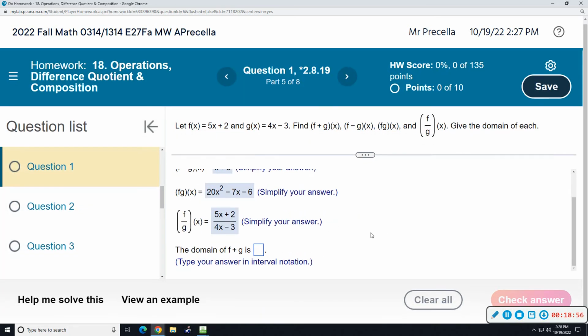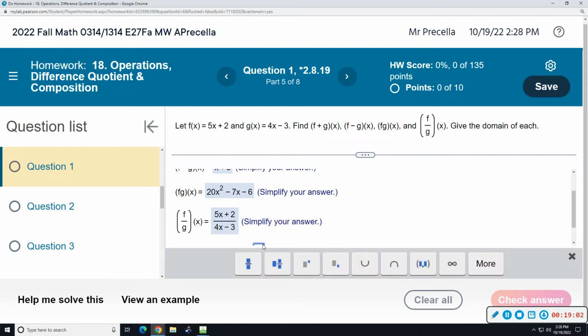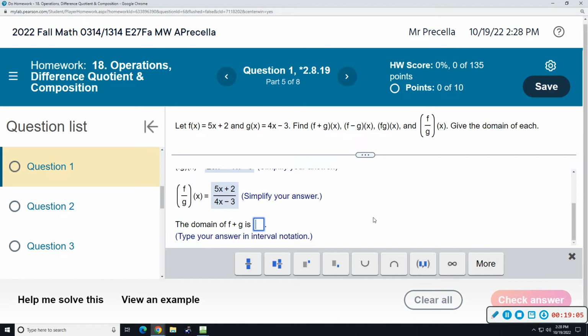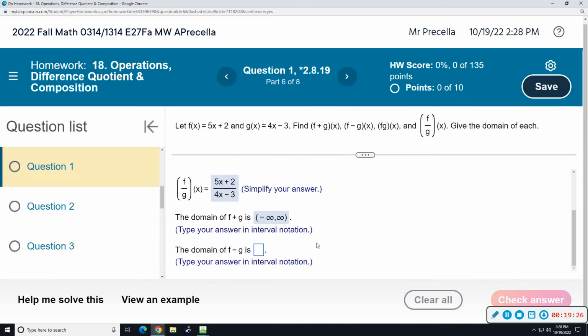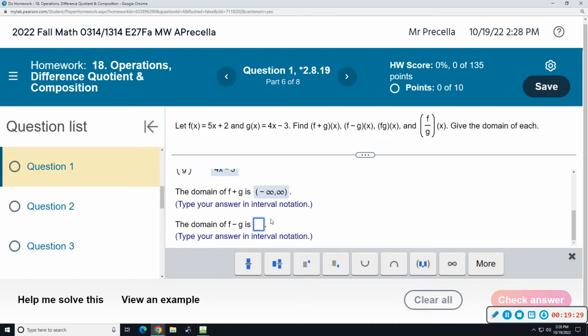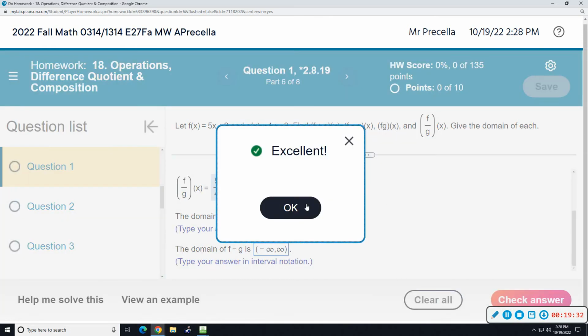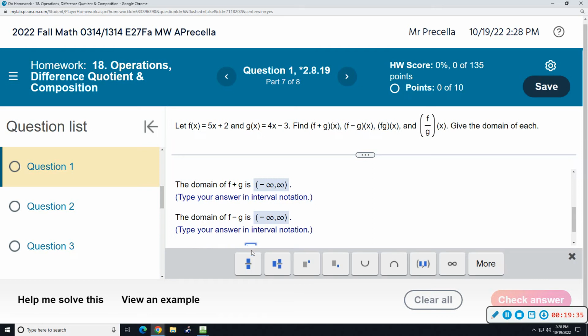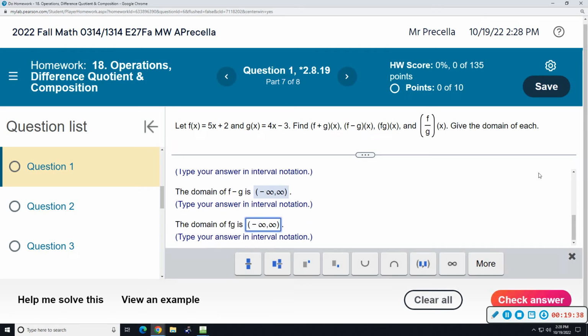And then we have to type in the domain for F plus G, F minus G, F times G, and F divided by G. So here goes. Left parenthesis, negative infinity, comma, infinity, right parenthesis. And since I'm going to have to type that 3 times, I'm going to copy and paste it. Here's F plus G. Click here. F minus G's domain. F times G.